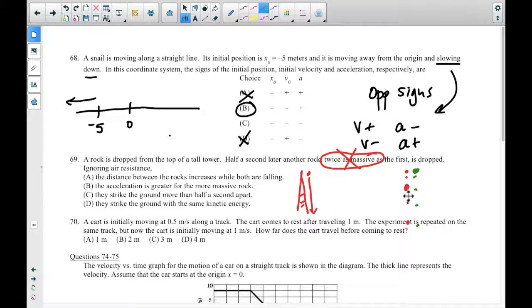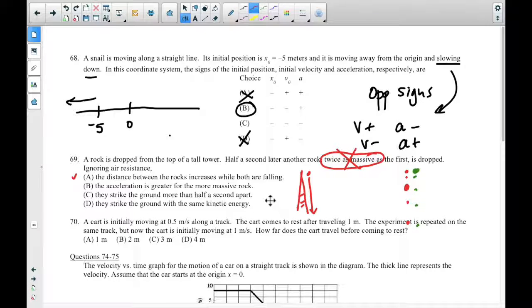Okay, notice these positions are getting farther and farther apart, as are these. But because these are starting out smaller, the red ones are getting even greater. So in other words, this is going to get farther and farther and farther. This one's never going to catch up. In fact, let's look at the options. The distance between the rocks increases while both are falling. Okay, so this is what I'm talking about. If this is getting farther and farther, so is this one, but its margin is not as great ever. It's never going to catch up, right? So I would say that A is true.